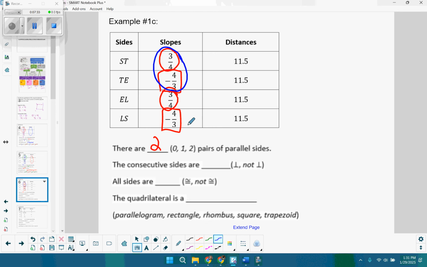My consecutive sides, I have +3/4 and -4/3. So those are opposite signs and reciprocals. So these are perpendicular. So it does have right angles. It's either the rectangle or the square now. And then I'm going to check my distances. All four of these are equal, so we could say that they're congruent. So between the rectangle and the square, the one with all sides the same, that's the square.